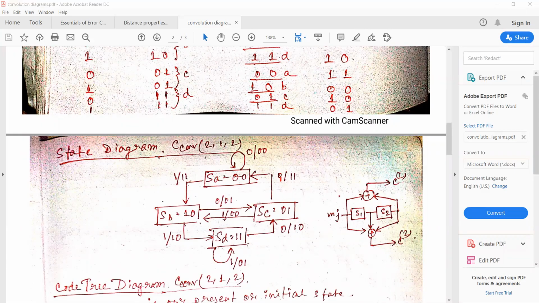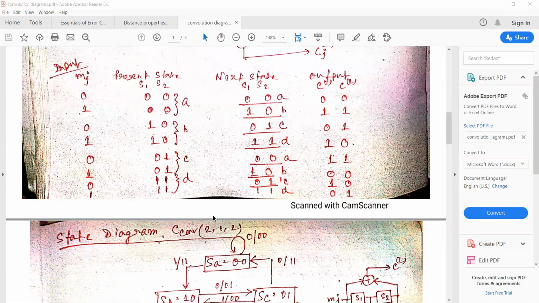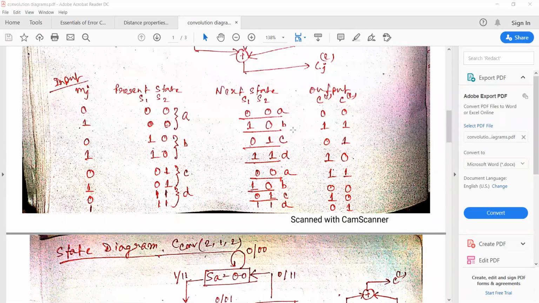And for SD, these are all the transition conditions. Okay, so when SA is transformed to SB, this was the condition. That means the input is to be considered as 1 and the output is 1 1. So in this way, this was the state diagram. Okay, right?